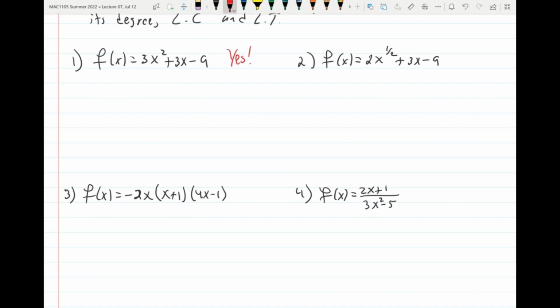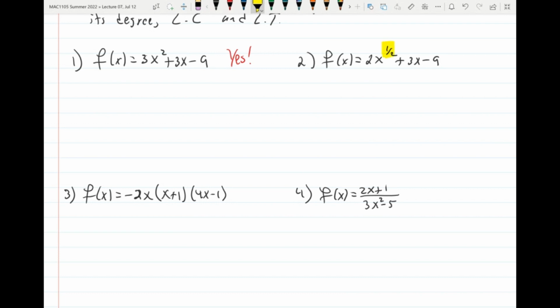Nothing strange happening. The x's, when they show up, they appear by themselves with a positive power, and they just have a number multiplied. Okay? No fraction, nothing weird. Okay, how about number two? Is this a polynomial? Yeah. Yes, it is a polynomial. Okay? Anybody think it's a polynomial, or you think something else? Yes? Why?